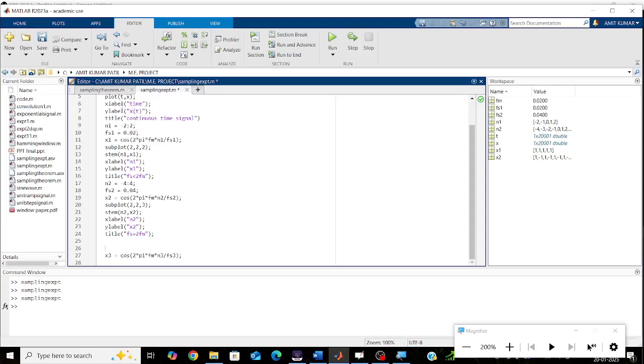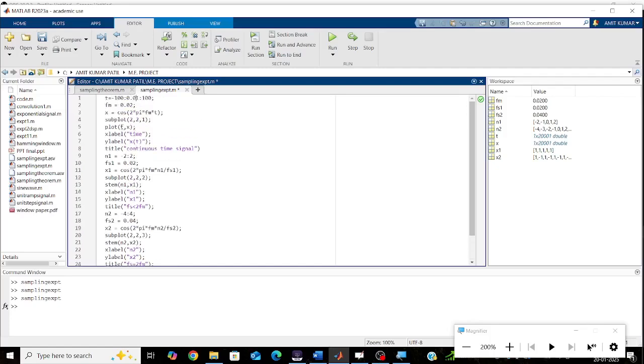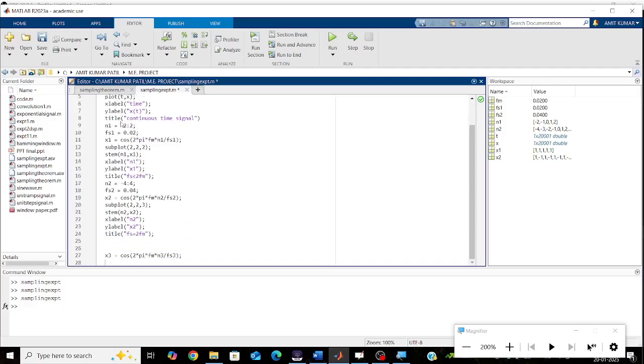What is fm? fm we have assumed 0.02. So greater than twice the fm, so greater than 0.04, any value we can assume that should be greater than 0.04. So suppose I am assuming here fs3 is equal to 0.5. Okay, 0.5 is greater than 0.04.